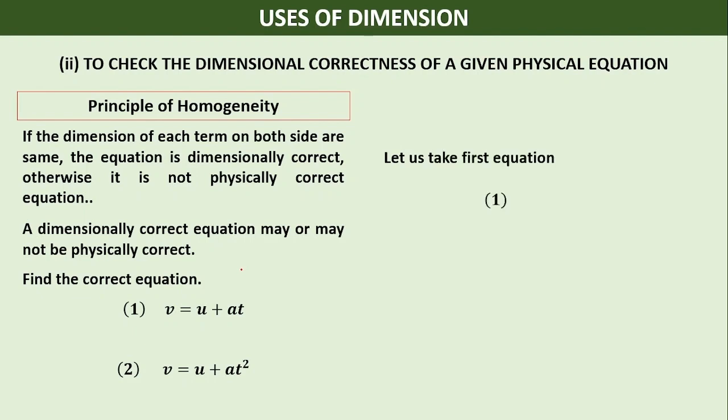Let us take the first one. v equals u plus at. Let us substitute the dimensional formula for each term here in this equation. v is LT^-1. u, its velocity, LT^-1. Acceleration is LT^-2. Time is T.